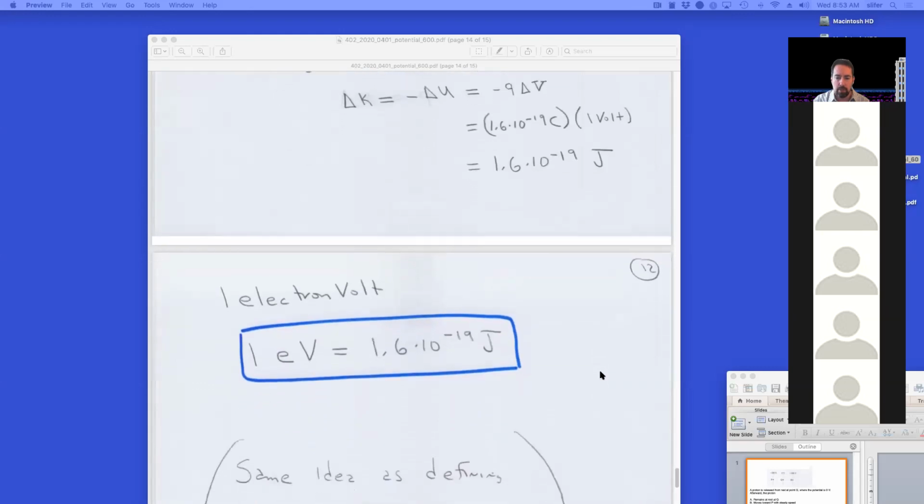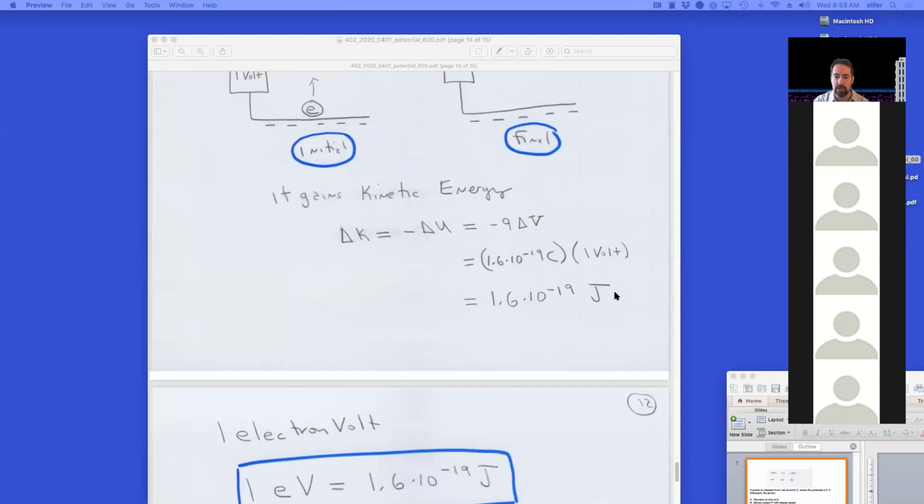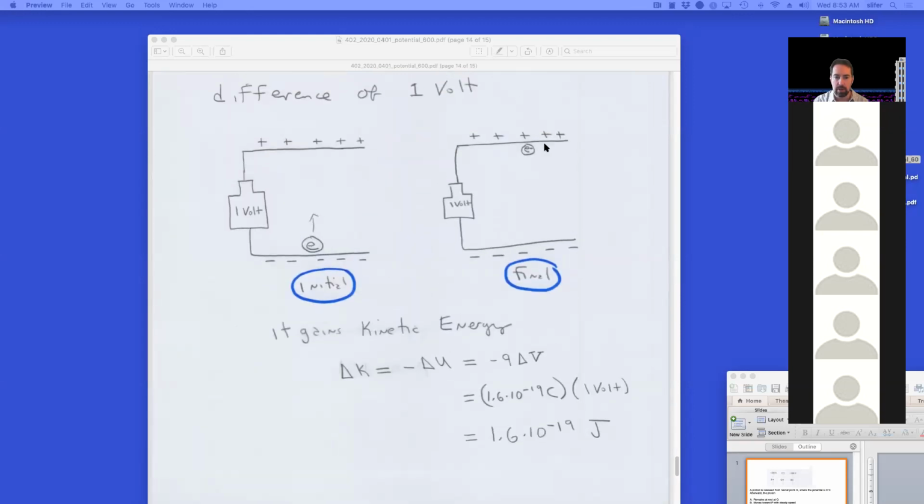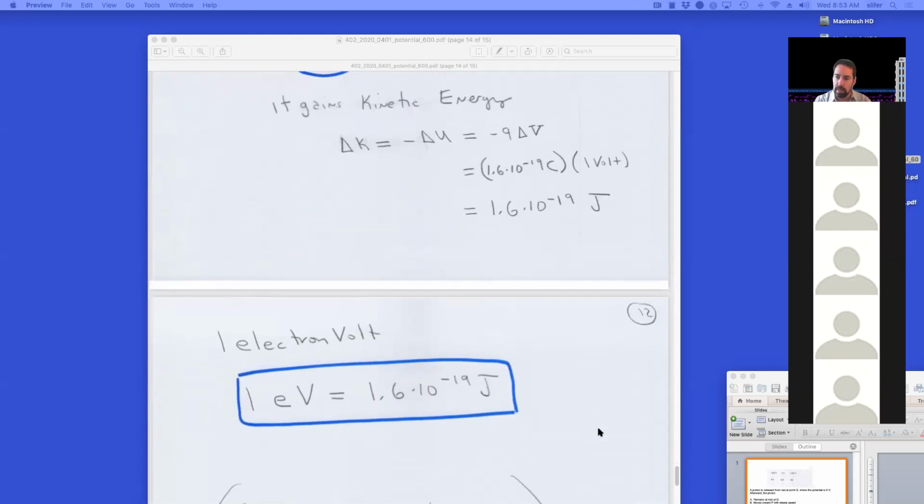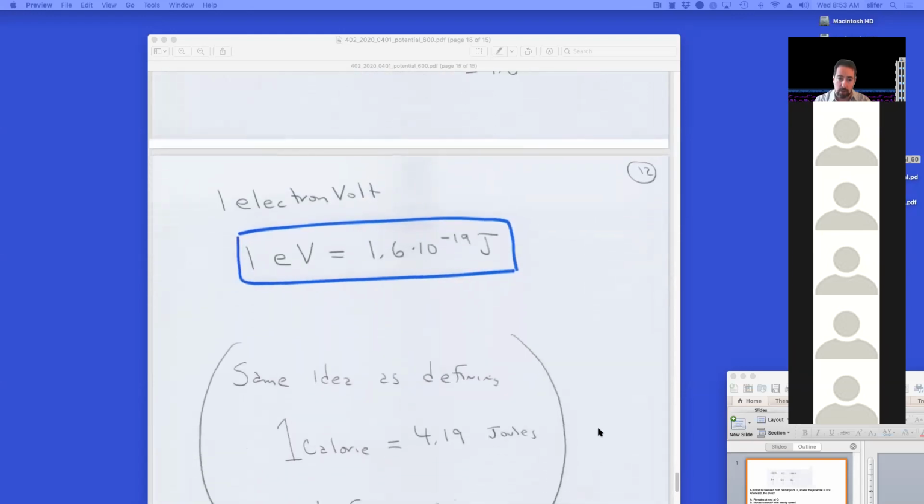But the main point of what I wanted to show here is we're defining, so this is the amount of energy that the electron gains as it goes from here to there, as it falls through that potential difference. It's going to gain this 1.6 times 10 to the negative 19 joules. It's an absurdly small amount of energy on normal everyday scales. So what we need is something that makes sense on these tiny energy scales. We define something called an electron volt, which is 1.6 times 10 to the negative 19 joules.